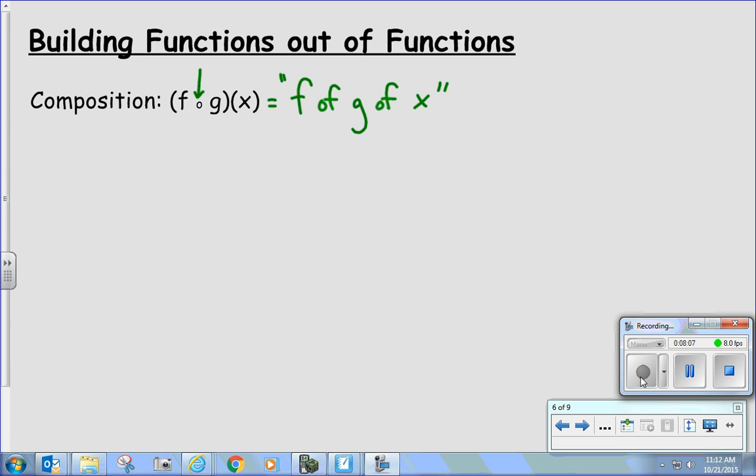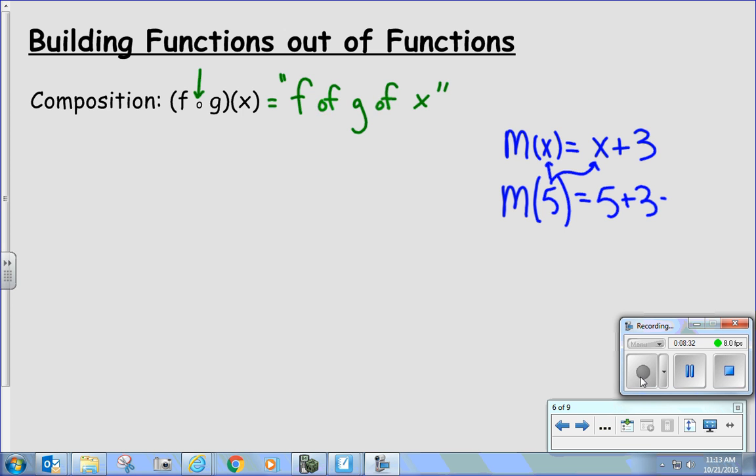If I have a separate function here, let's call it m. M of x equals x plus 3. And I wanted to ask you, well, what is m of 5 then? I insert a 5 in for my x, right? If it goes in for the x here, it should go for the x there, so it is 5 plus 3, which would be 8. So, what is m of negative 7? Negative 4. Yeah, negative 7 plus 3, that would be negative 4.